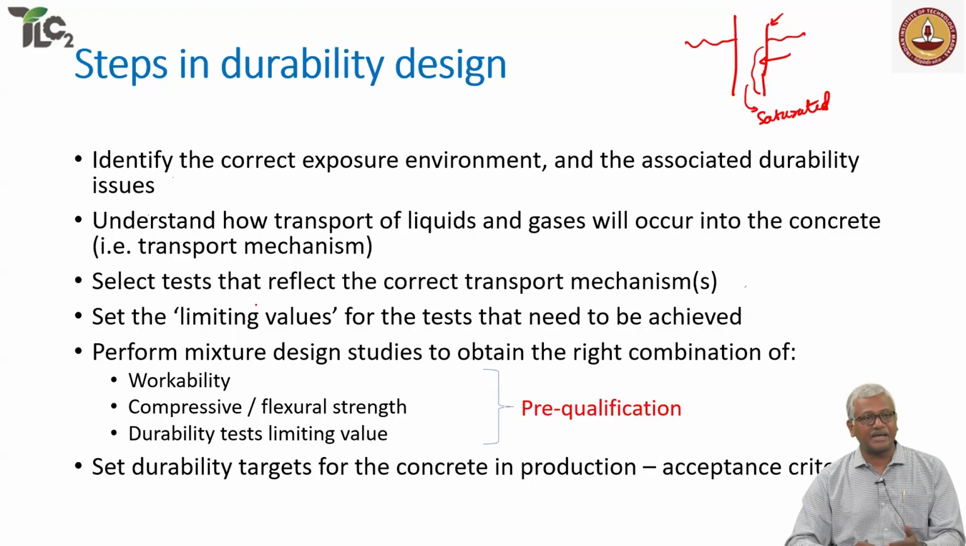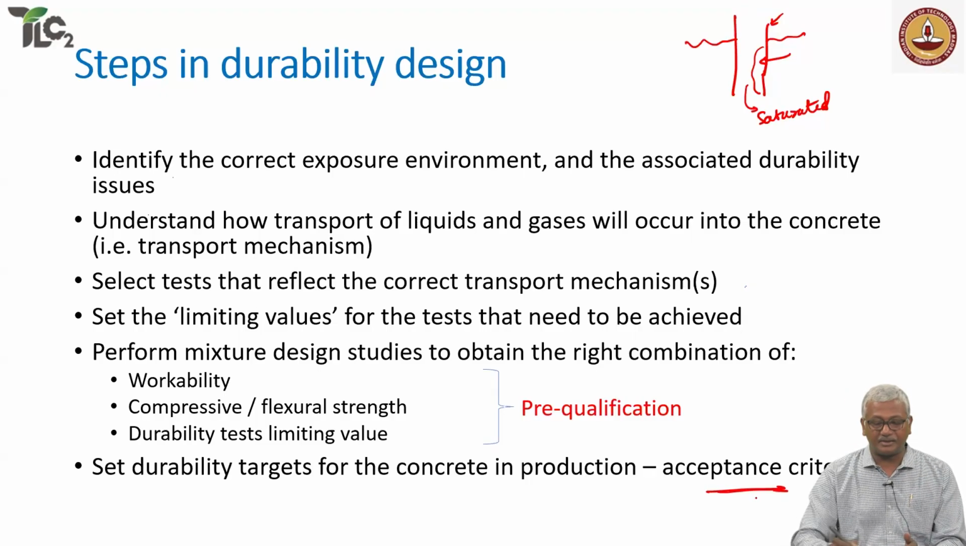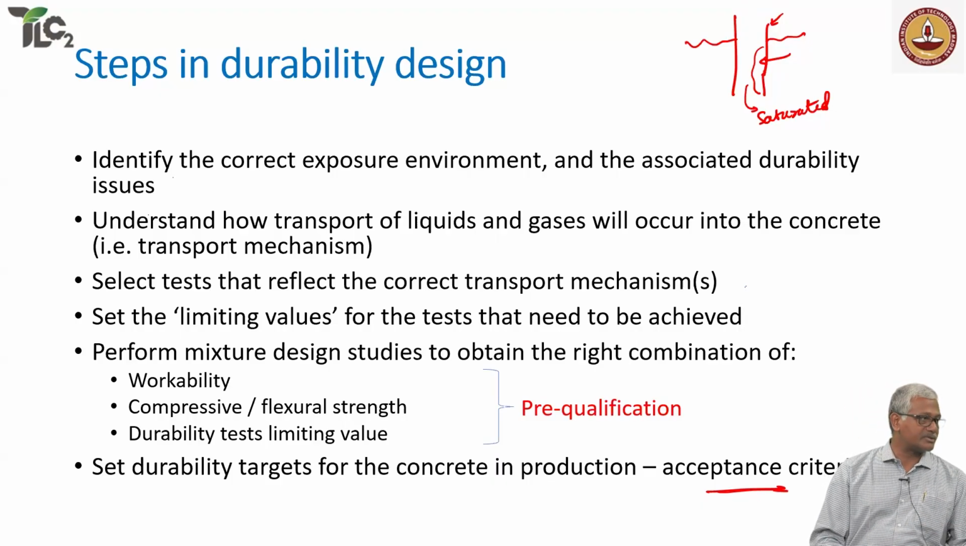And then in site, you need to look at acceptance criteria. How much variability are you allowing in the production process? So all of these are steps that you need to follow in durability design. So that is why it is quite a cumbersome approach to apply to real construction projects. It requires a lot of pre-planning. And if you don't do that pre-planning, things can go haywire.